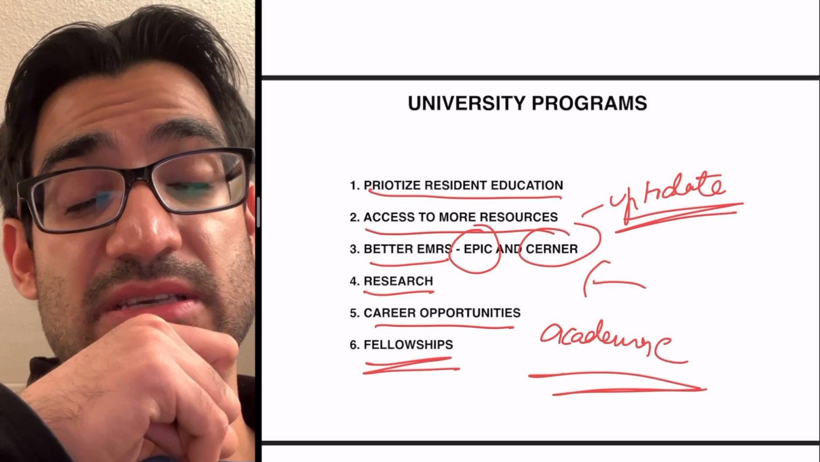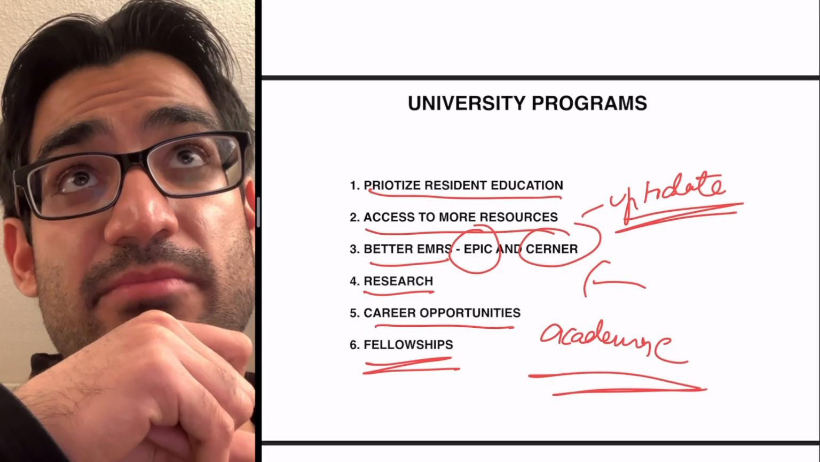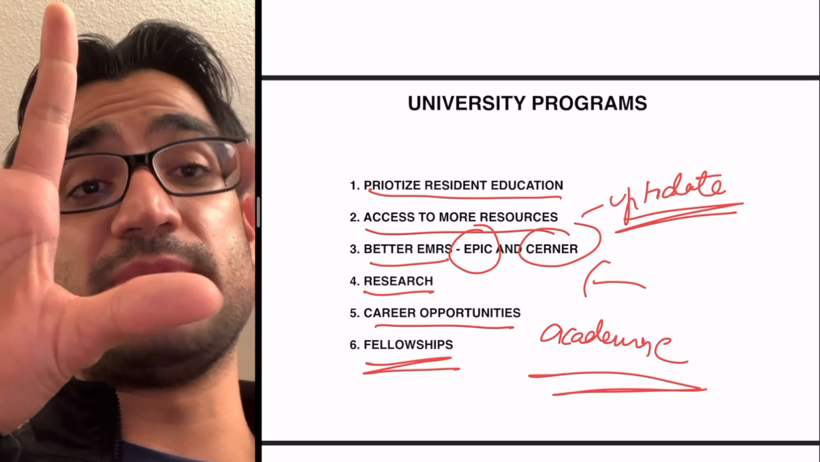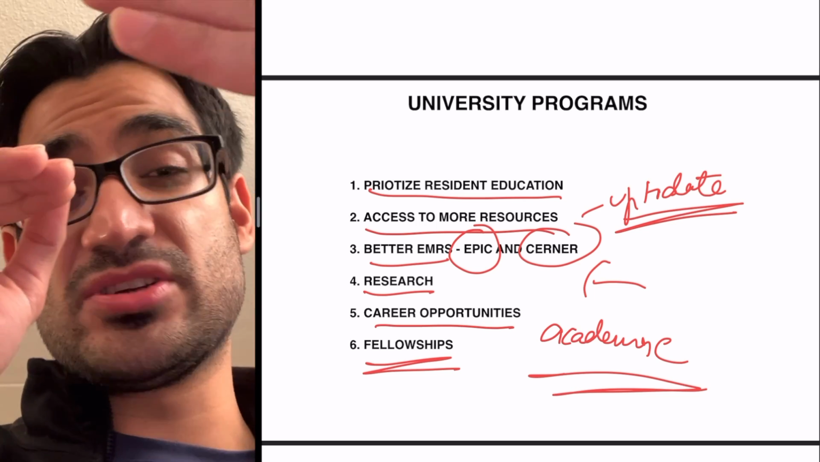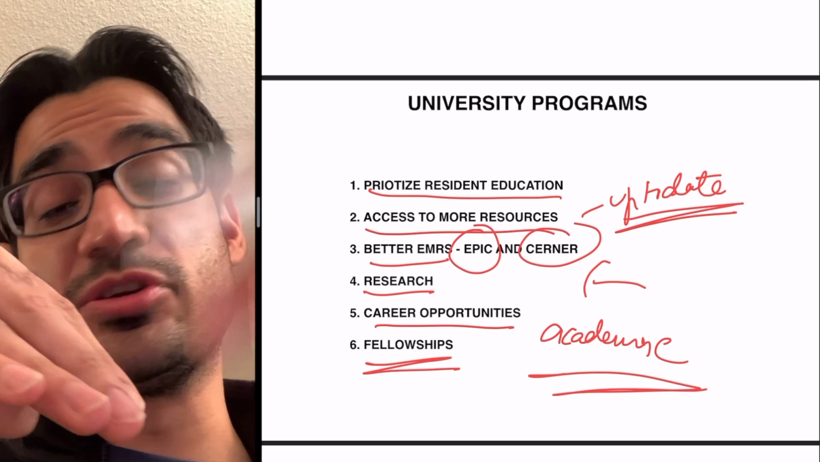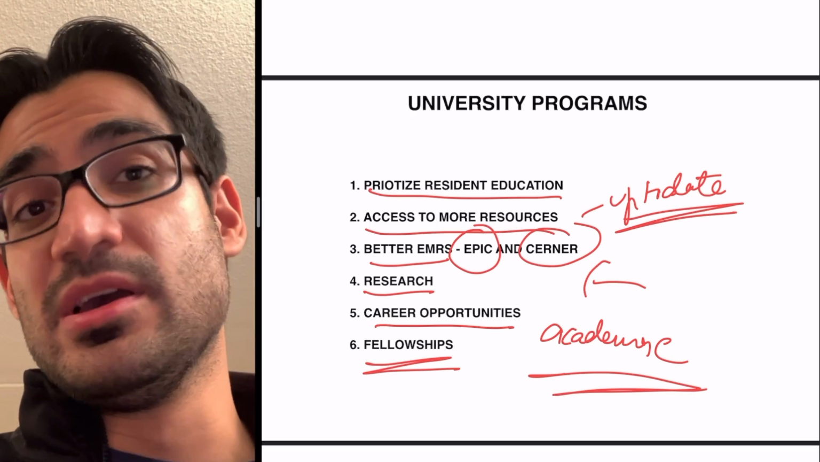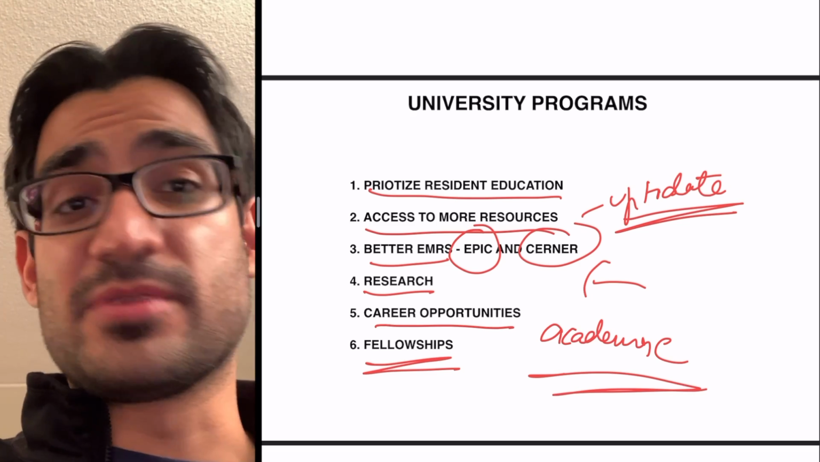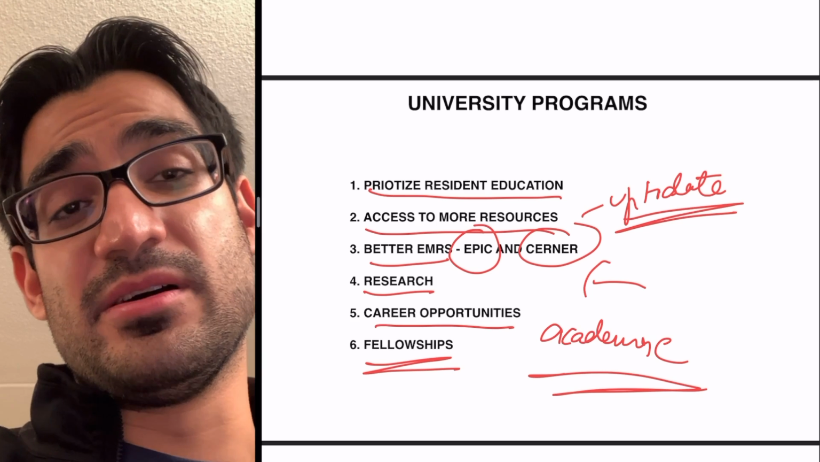Fellowship opportunities. You will see that fellowships tend to be more often in university programs than community programs. So if you end up matching in a university program, it's easier to get into fellowships such as GI, cardiology, or pulm critical care if you're considering internal medicine.